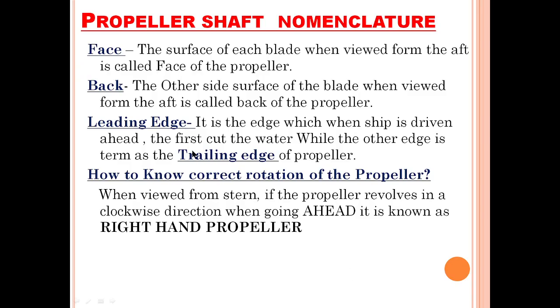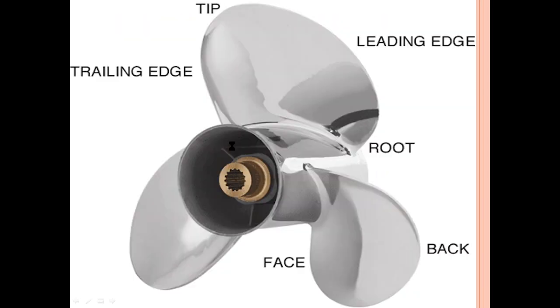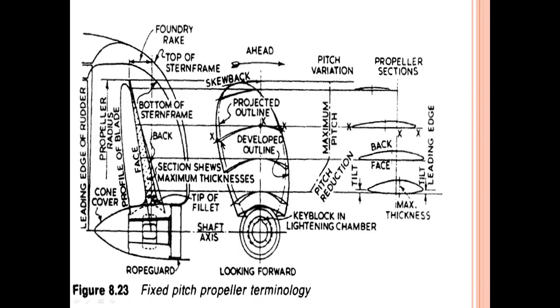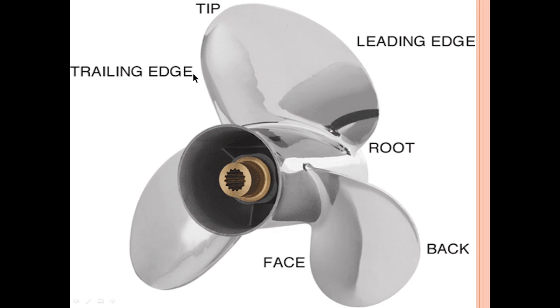Now, what do you mean by the leading edge of the propeller? It is the edge that first cuts the water when the ship is driven ahead. Suppose the ship is moving ahead. At that time, the propeller blade edge which is going to cut the water first is called the leading edge, and the other side is called the trailing edge. You will get a clear picture here.